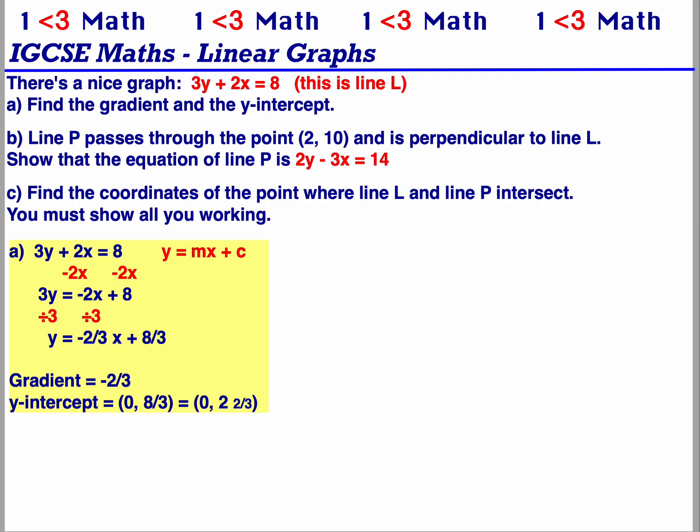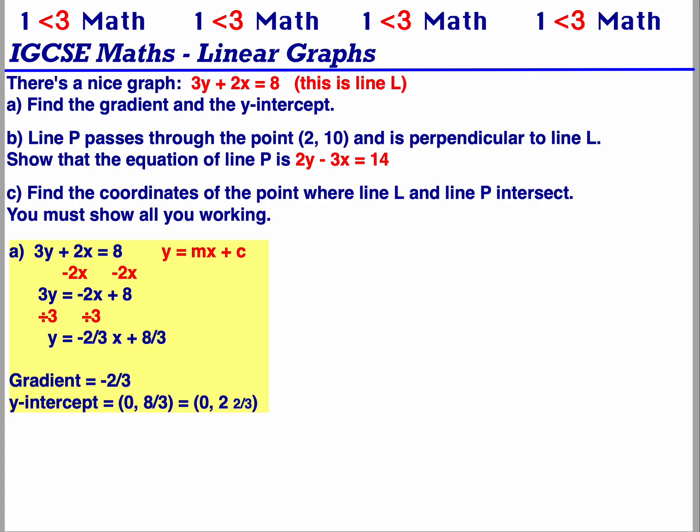So that would be the gradient and the y-intercept. Again, just rearranging the equation, putting it in the form y equals mx plus c, and then you can read off those values. Minus 2/3 for the gradient, 8 over 3, or 2 and 2/3 for the intercept as the y-coordinate with the x-coordinate as 0. 0 and 8 over 3.